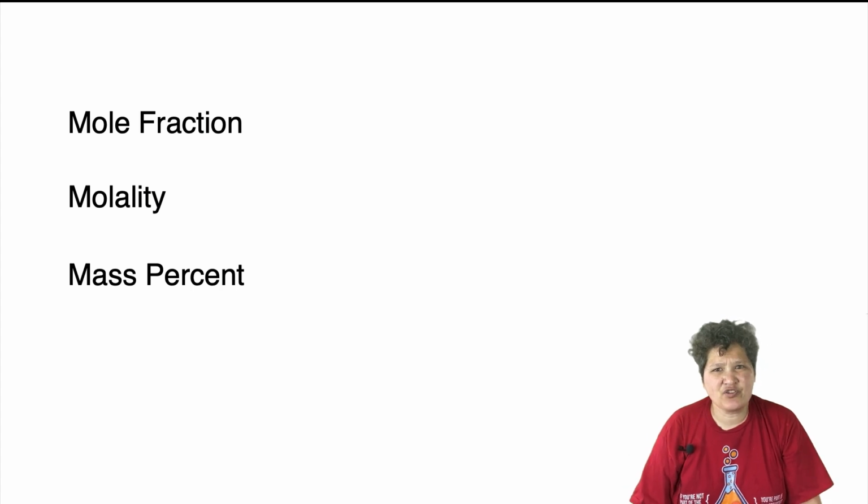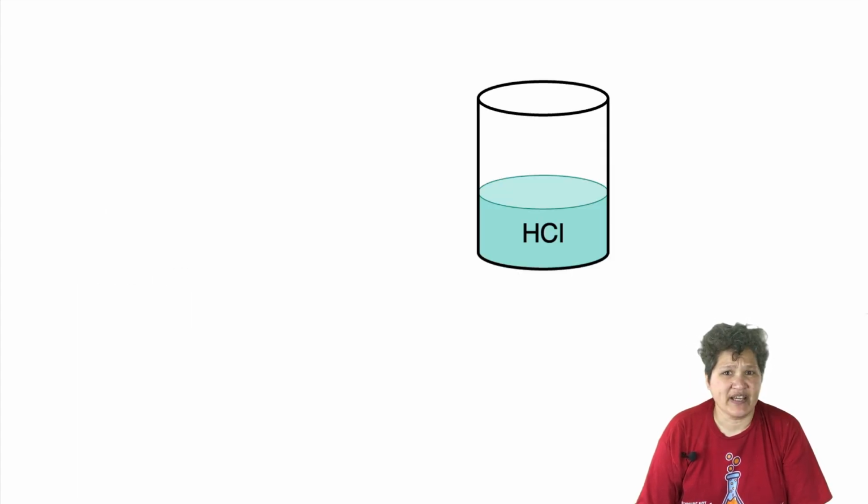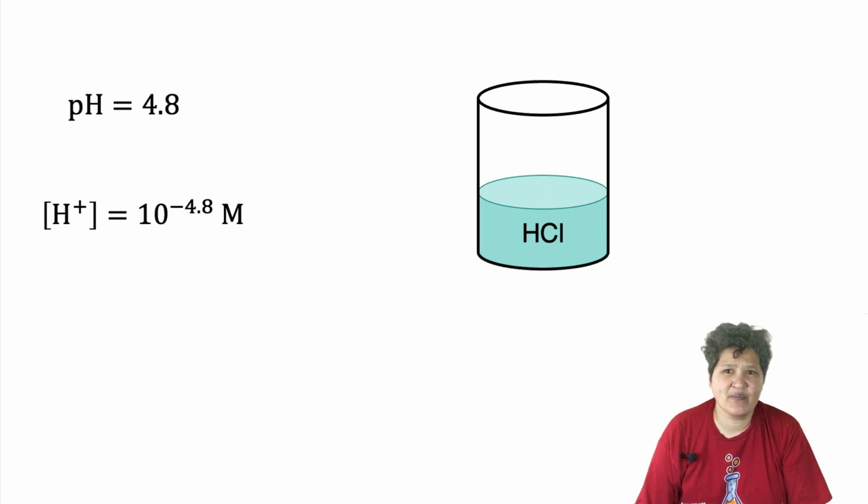These units are best used for fairly concentrated solutions. What if you're dealing with a more dilute solution? For example, let's say that you have a solution of HCl and you measure its pH as 4.8. If you do the math, you'll realize that the concentration of HCl in this solution is 10 to the minus 4.8. In other words, 1.6 times 10 to the minus 5th molar. That's kind of awkward to talk about.